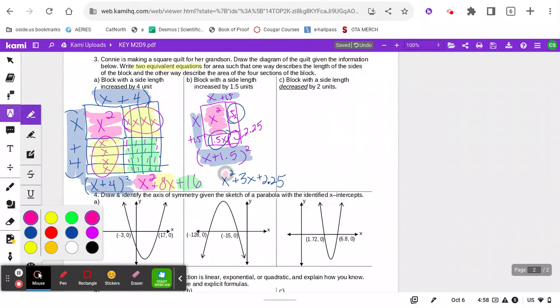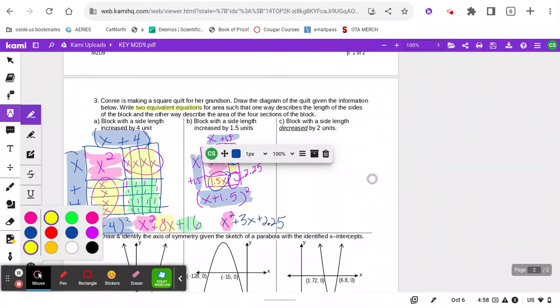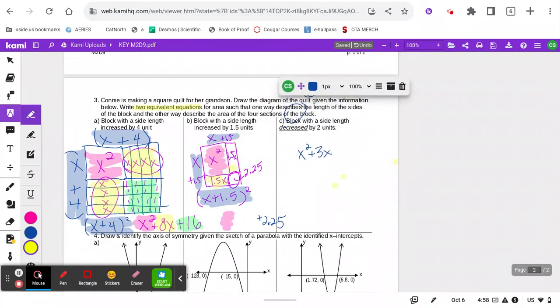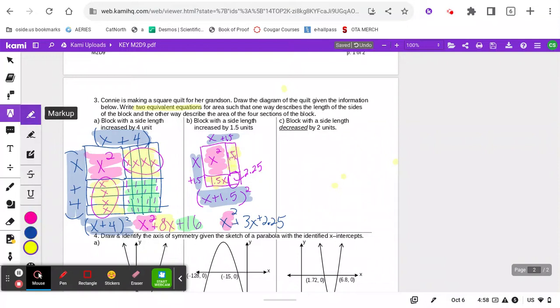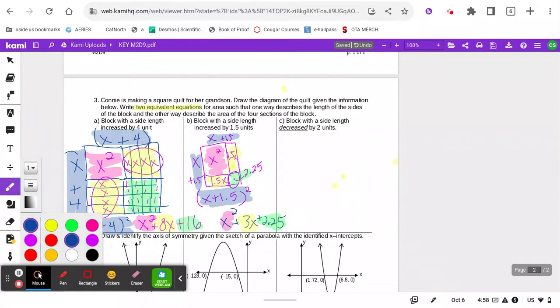This guy right here, 1.5 plus 1.5. X squared plus 3x. And then 2.25 is my corner. All right, pause it, try the next one. Let's see how you did.